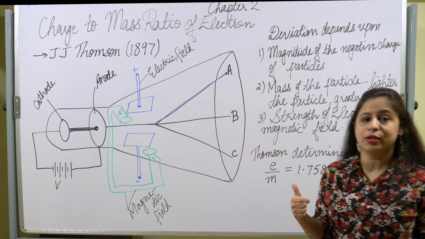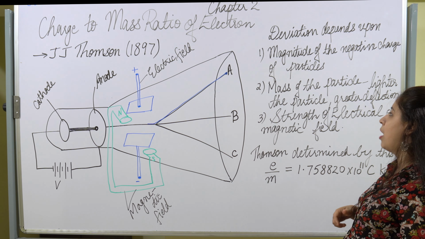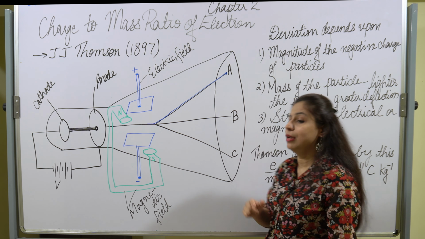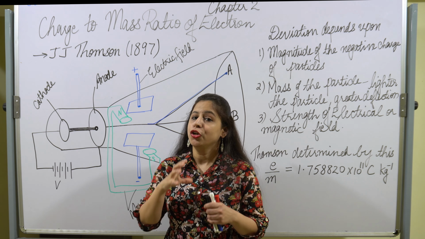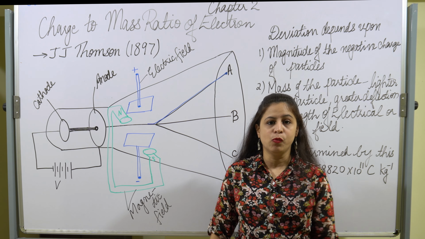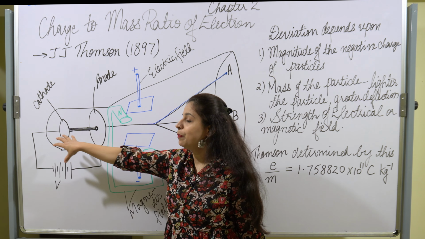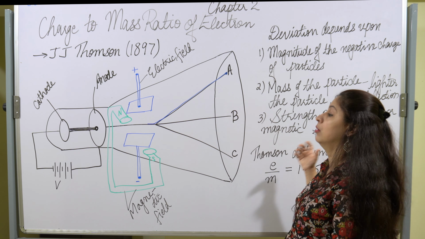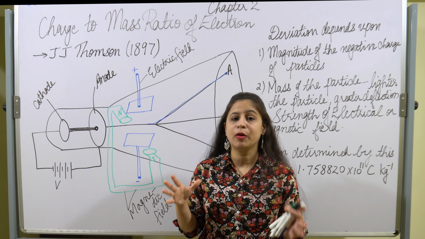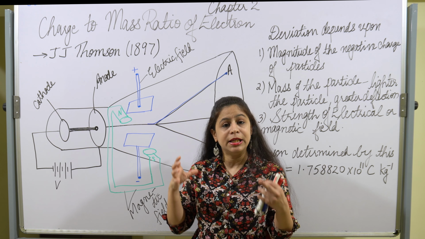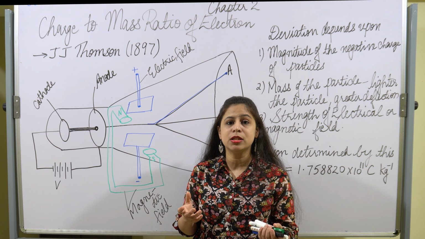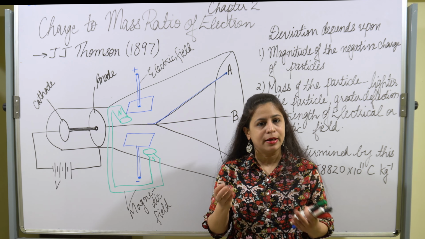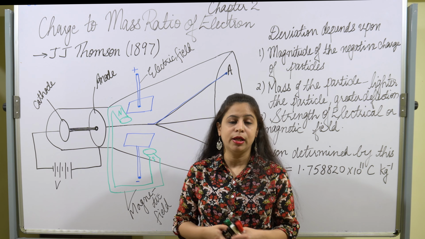Now the second factor on which it was depending was the mass of the particle. Lighter the particle, greater the deflection. Naturally, if somebody is lighter, it can move more. So if the mass of that particle was lighter, then the deflection was greater. And if the mass was heavier, because that heavy particle needs more energy, it needs more force to move ahead. But if a particle is very, very light, it can move easily through.